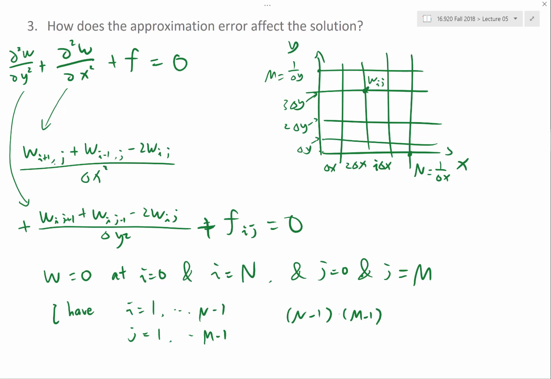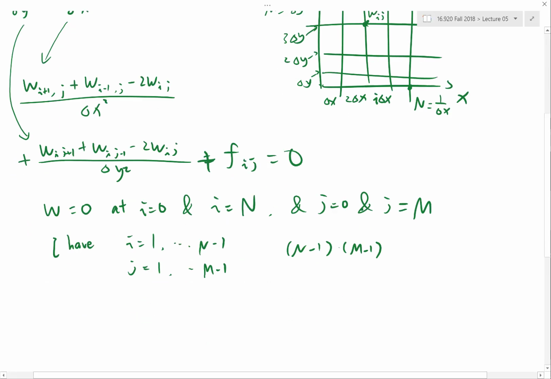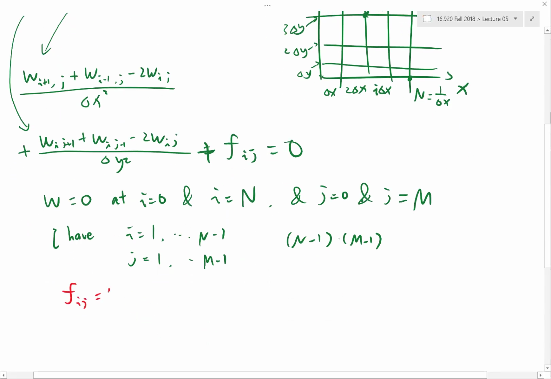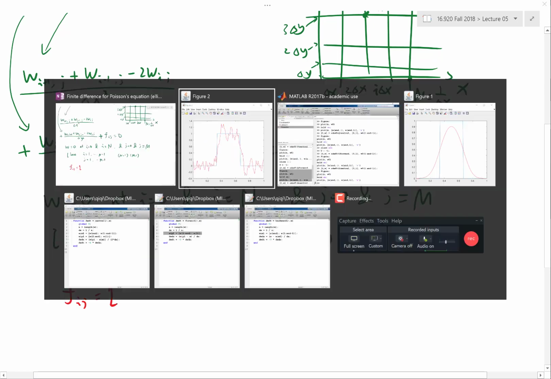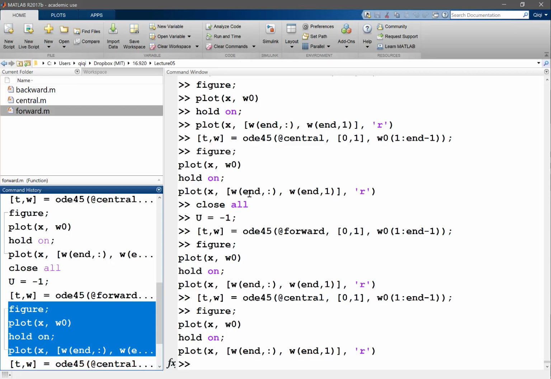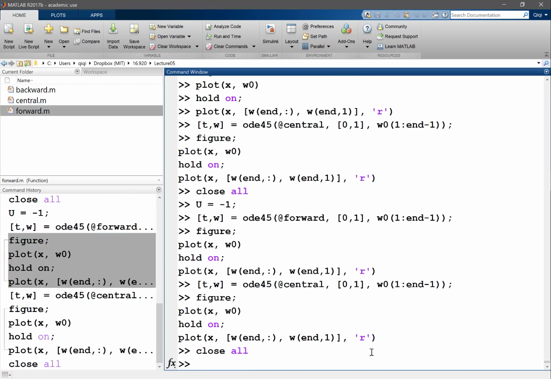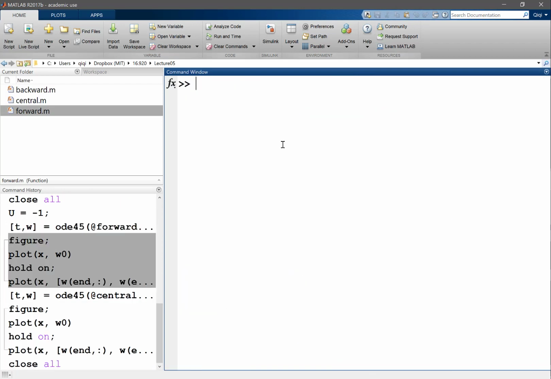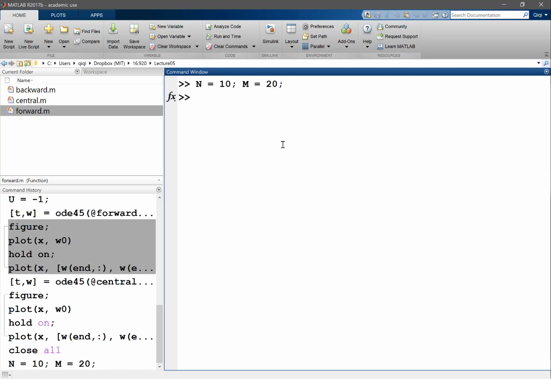Okay, so let's go into Matlab and try to do this. Let's try for a simple case where f_ij is always equal to 1. Okay, so let's see how do we do that in Matlab. So let's close all and make it clean. Okay, so n, let me give n to use, 10, okay, that's pretty small. M, do 20, okay, so just to make them different.